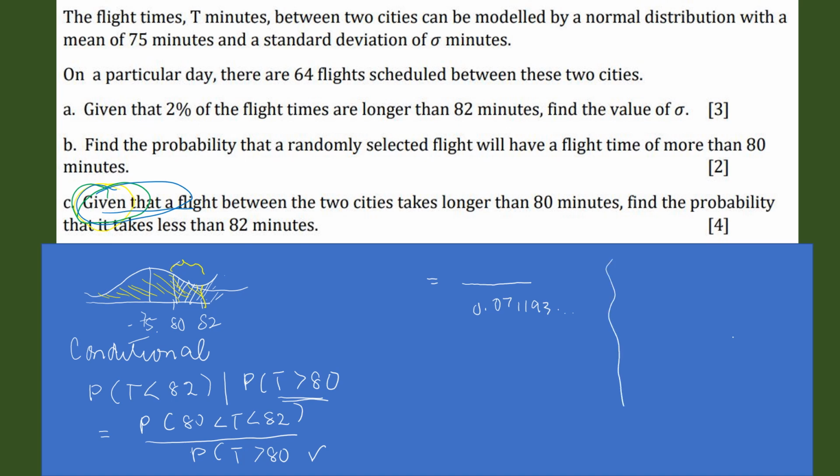Now for this part, what are we going to use? What function of your calculator? Can you tell? It is normal CDF. So your lower bound is 80, your upper bound is 82, the mean is 75, and the standard deviation is 3.408.